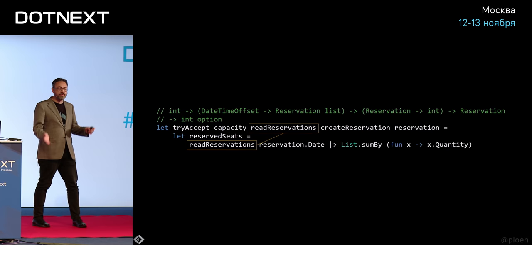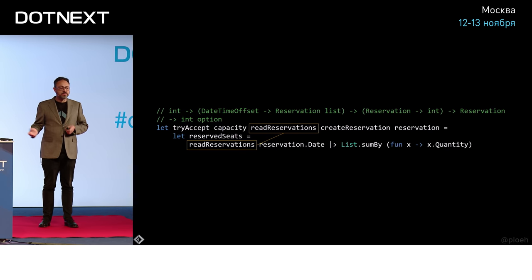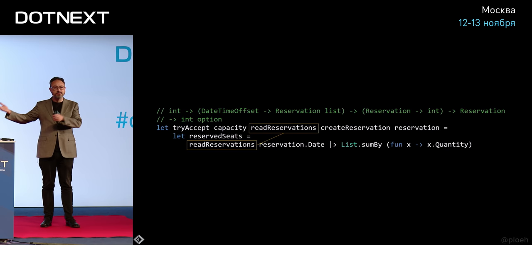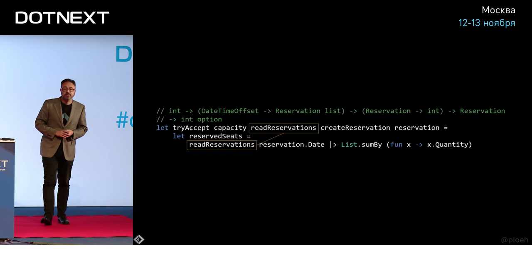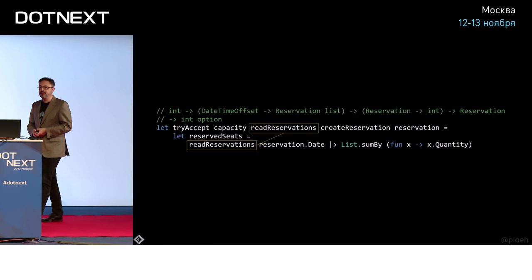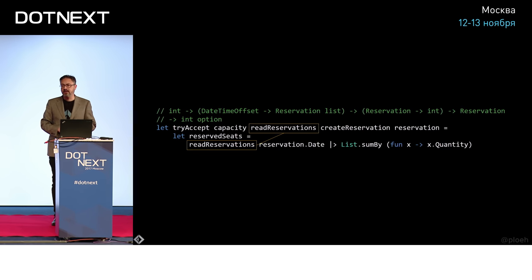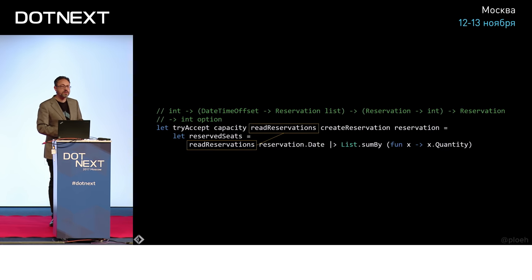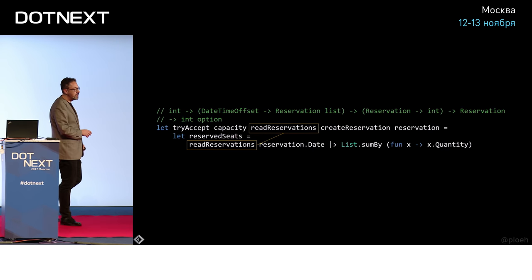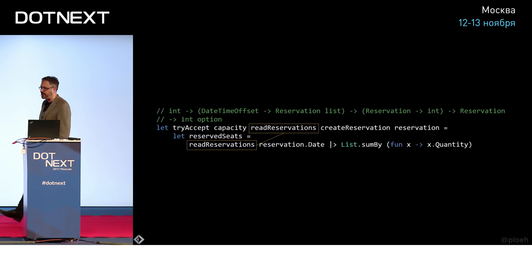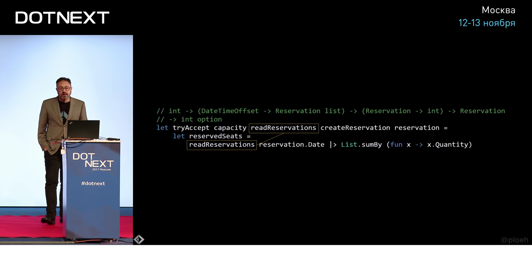So in this case, we're calling read reservations with the reservation date. That returns a reservation list. That reservation list is then being used as an argument to List.sumBy, and we're just doing a sum over all the quantities. So reserved seats here is just an integer, just like you saw in the C# code as well. It's just a different way of writing that. But you'll see that pipeline operator in F# all the time when you see F# code, also in this talk.